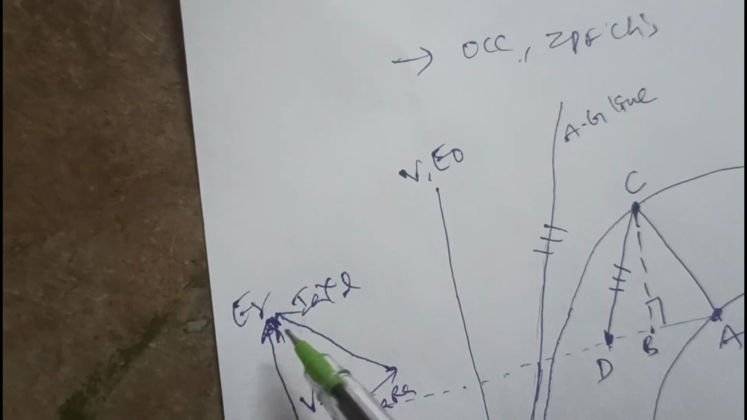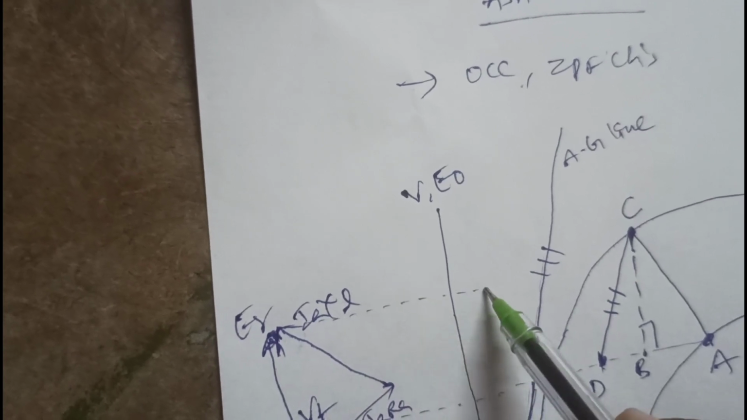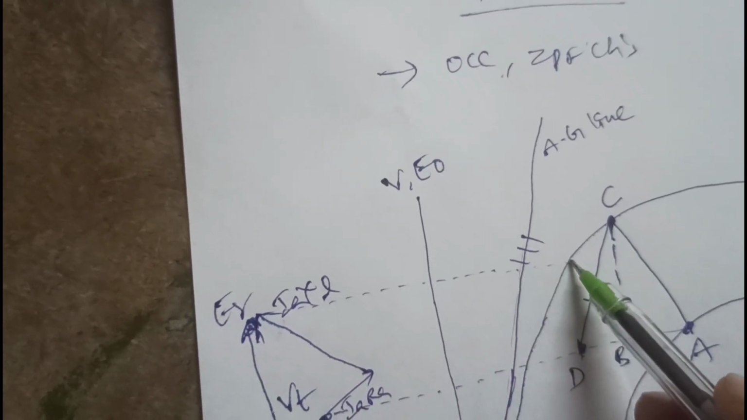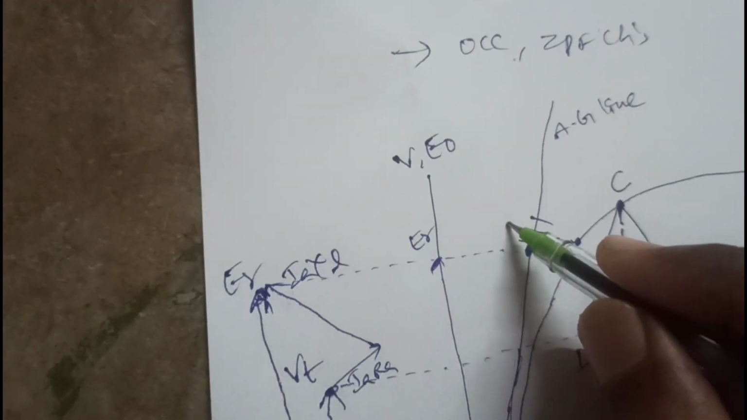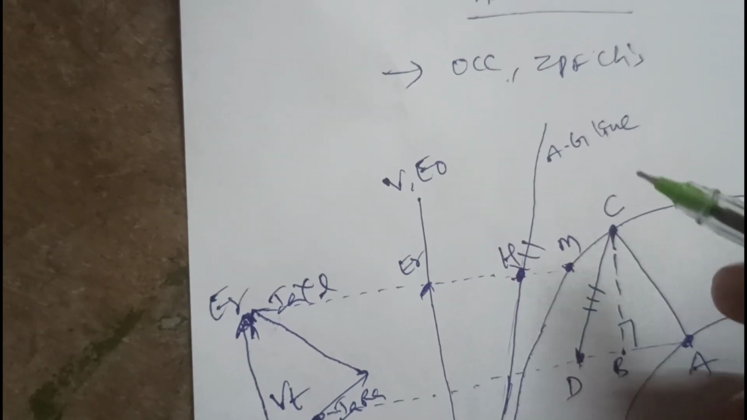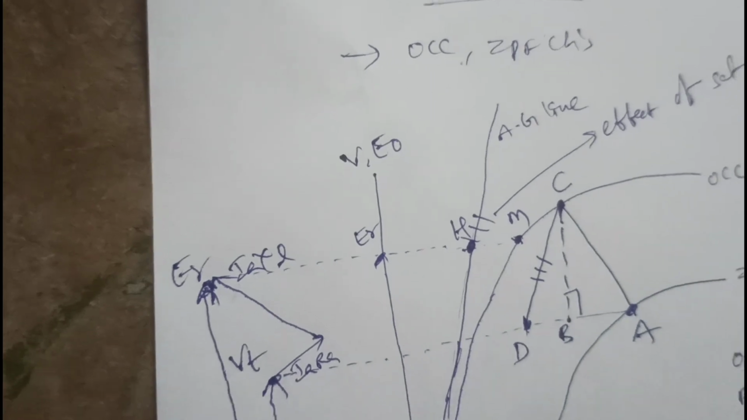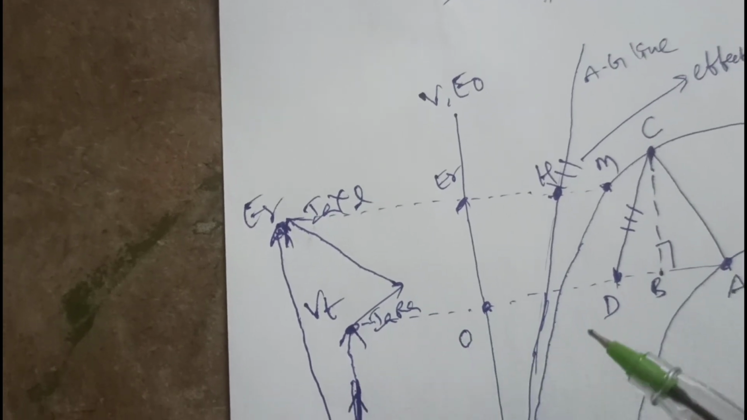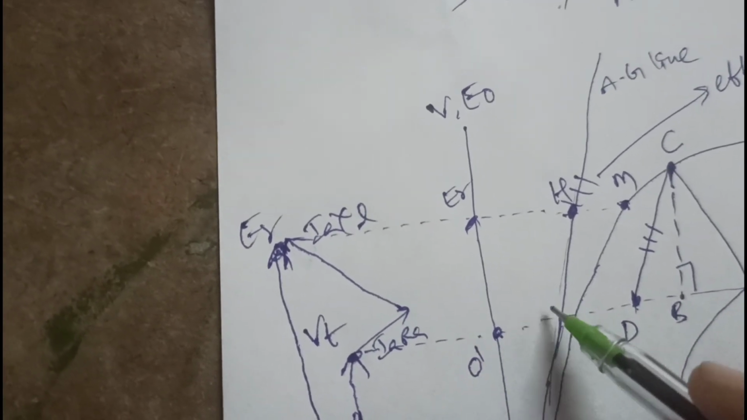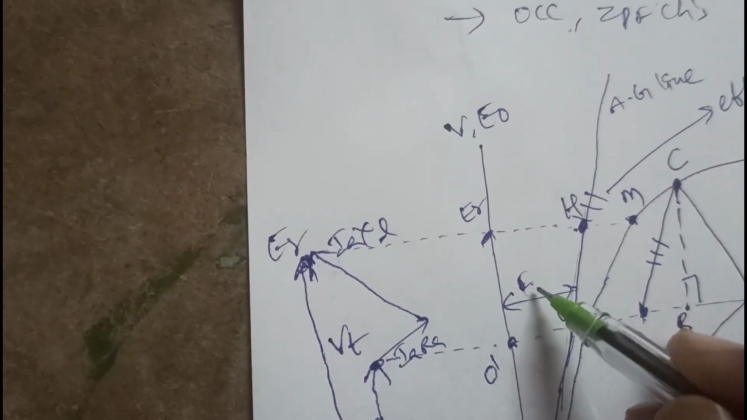Then, with the ER value, draw a horizontal line up to the air gap line and the OCC curve. You get two points. This point is called ER, this point is called H, and this point is called EM. This HM indicates the effect of saturation. Here also from the terminal voltage, this is O dash and this is G. Simply this O dash G indicates FR dash.